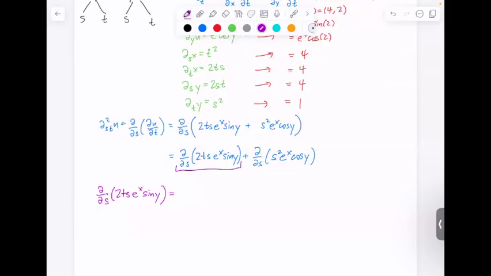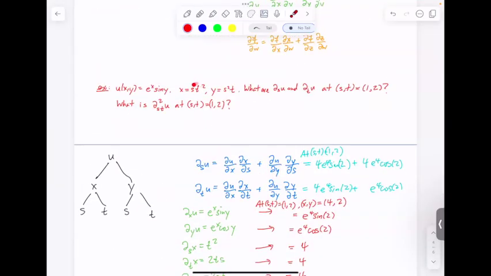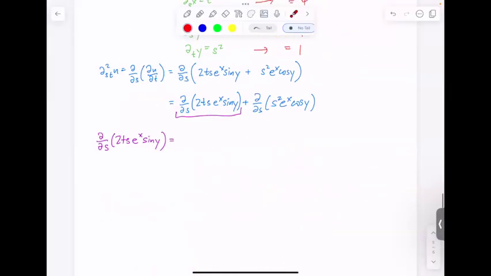Now let's take a look at this term here. So we could apply the product rule here. 2ts is a function of s, clearly. E to the x sine y doesn't look like a function of s, but remember, x and y depend on s and t. You don't see it, but x and y depend on t and s. So let's hit this part of the product first. And you get 2t e to the x sine y plus 2ts times partial s of e to the x sine y. What do I do to evaluate this?